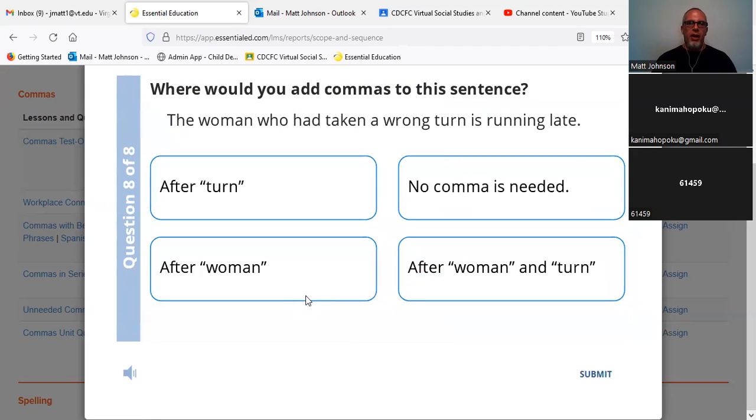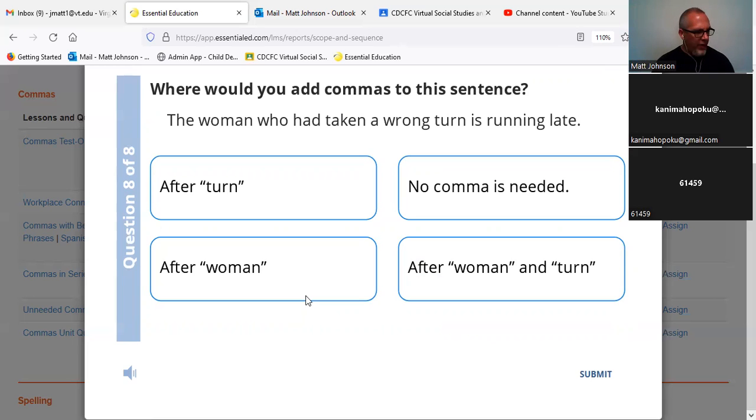Our last one here. The woman who had taken a wrong turn is running late. So looking for that non-essential information. Again, we have a pronoun, who, we could look for. So who had taken a wrong turn is not essential. The woman is running late, right? That is our main idea. The woman is running late. Who had taken a wrong turn? That's our non-essential information. We put some commas around that.